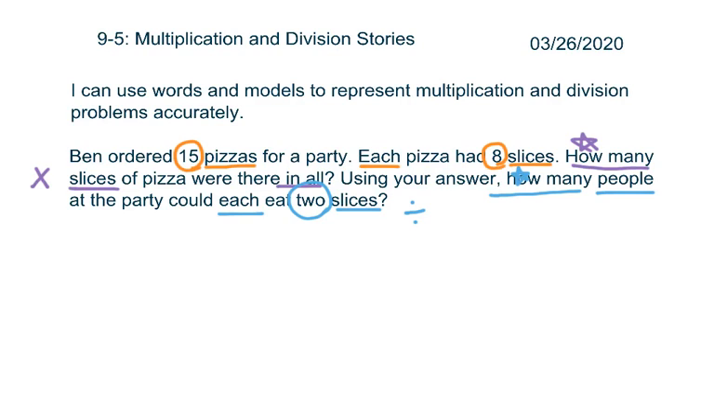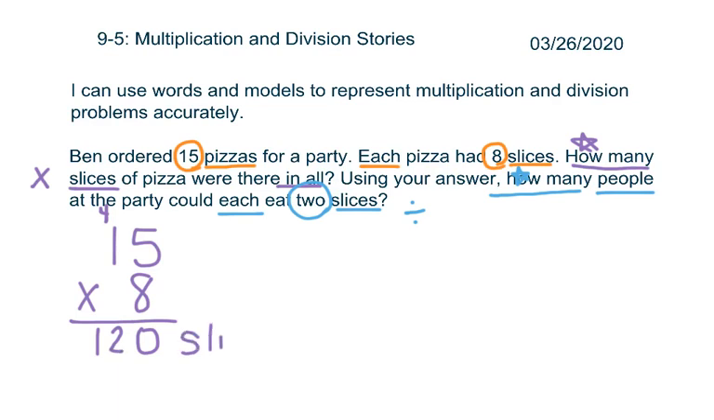So first things first, let's solve the question for multiplication. There are 15 pizzas and there are 8 slices in each. So 15 groups of 8. 5 times 8 is 40. Recall from our last unit, carry the 4. 8 times 1 is 8, plus 4 is 12, so 120. Okay, so this tells me the total number of slices. That's how much pizza he ordered. That's how many slices there were total.